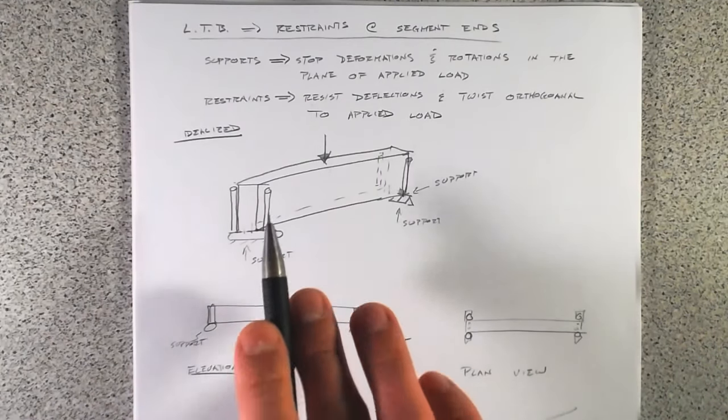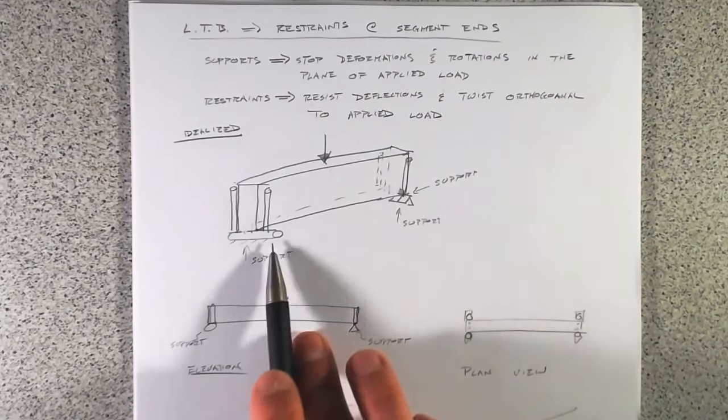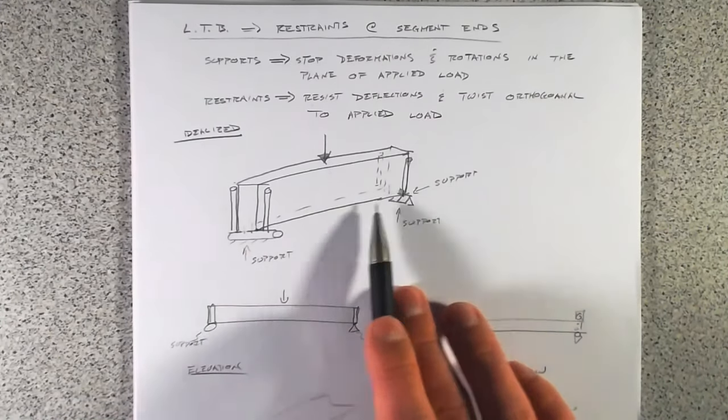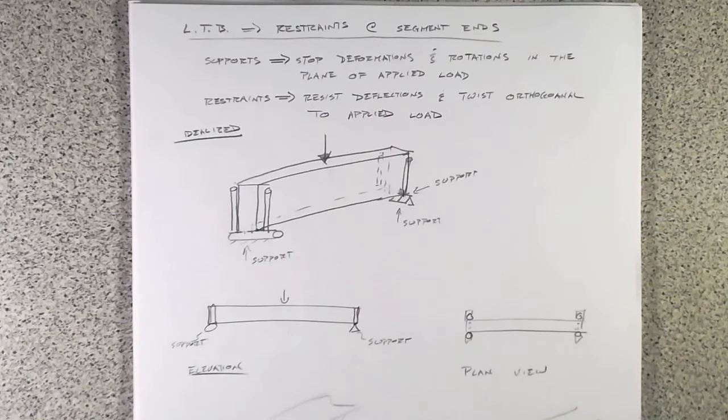Supports resist deformations and rotations in the plane of the applied load. Think about this simply supported structure here: the supports are keeping the beam from going vertically and translationally in the plane of the load. Supports are what you've been trained with through your mechanics class, your statics class. So supports are what you're comfortable with. Think supports, in-plane load, supporting the weight of the beam. A restraint is something which stops either out of plane movement or twist. So out of plane deformation or twist.